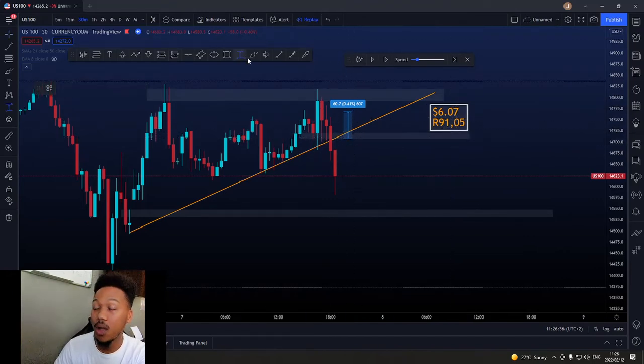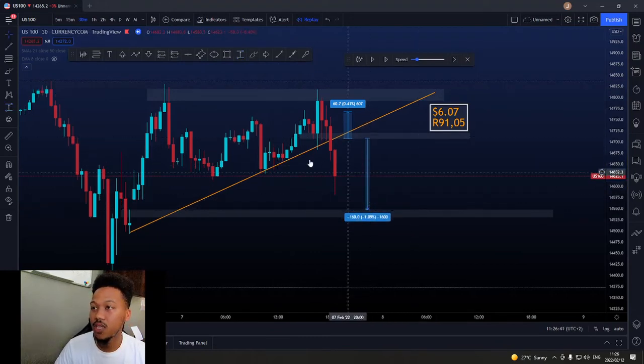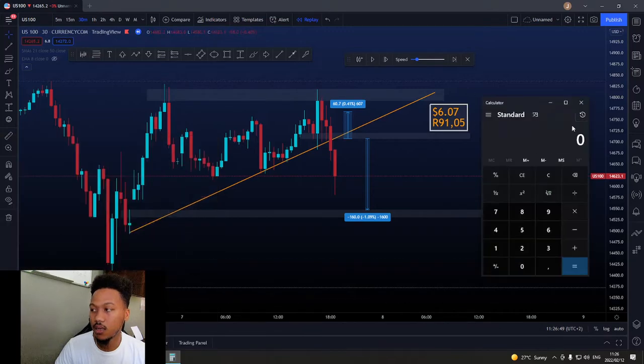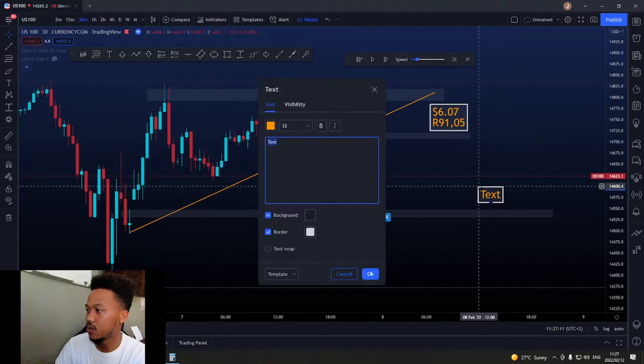How much am I willing to profit? So I'm going to take this over there, and then I'm going to get out my calculator once again, and I'm going to use this over here. I'm going to take off the 0, place it over, and then we're going to have $16, and we're going to multiply by 15, and we are willing to gain 240 ZAR. Okay, boom.